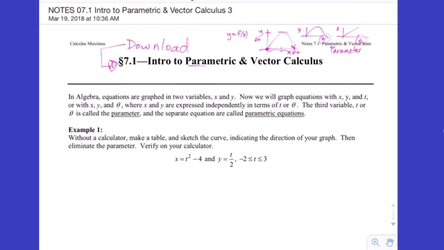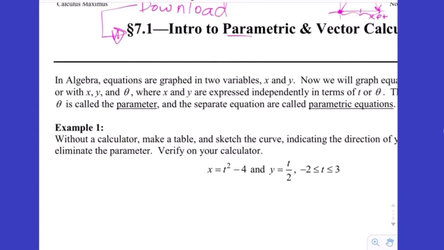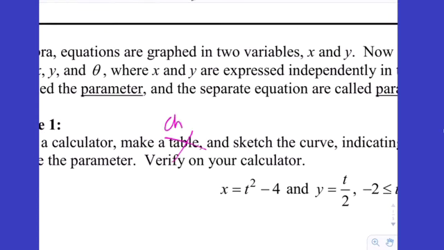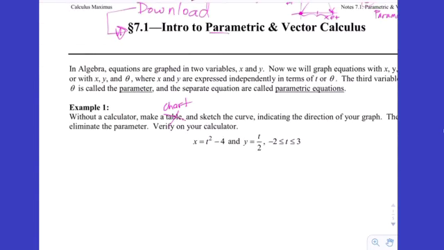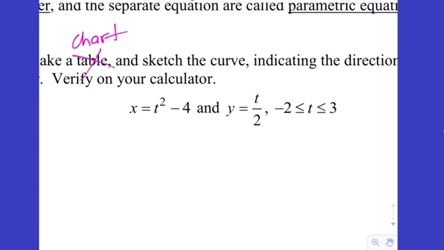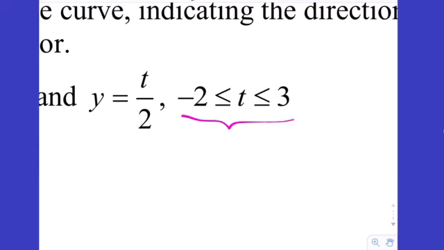So let's look at example 1. It says, without a calculator, make a table, right? Maybe a chart, right? So that y'all are not bringing out your woodworking tools. Make a chart and then sketch the curve, indicating the direction of your graph. So we have a set of parametric equations given to us. x is equal to t squared minus 4, and y is equal to t halves, and we're looking at it on the interval from -2 to 3. So the parameter doesn't always have to be t, but in this case it is, and it doesn't always have to be time, but time is a good one to think about because we know how time works.